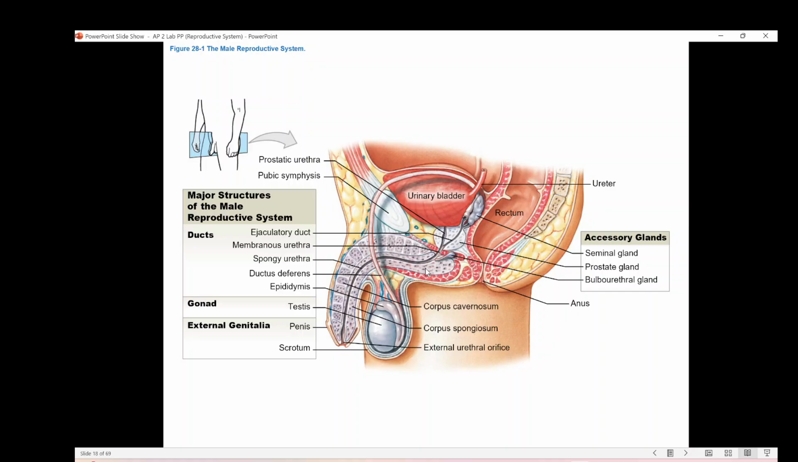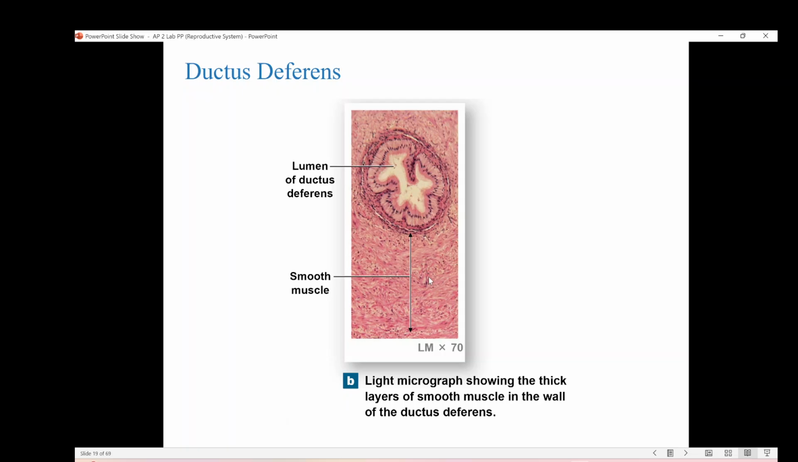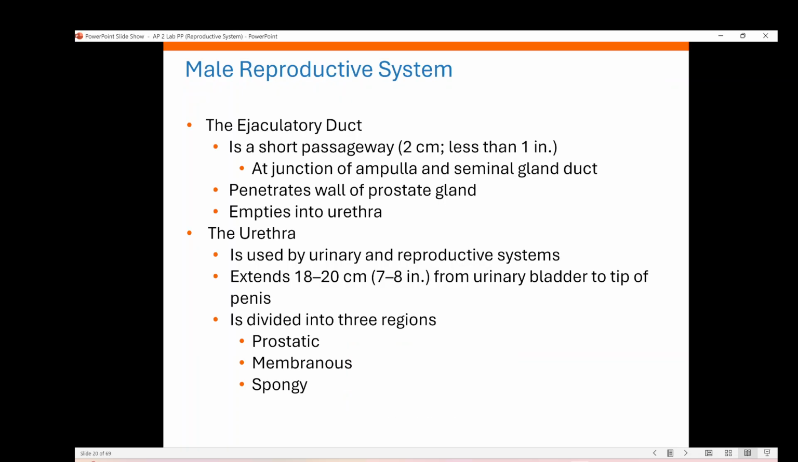All right, so your choice. You could say either the penile urethra or the spongy urethra. They're both correct. Okay, so I didn't add any notes here because we already talked about that when we did the urinary system.